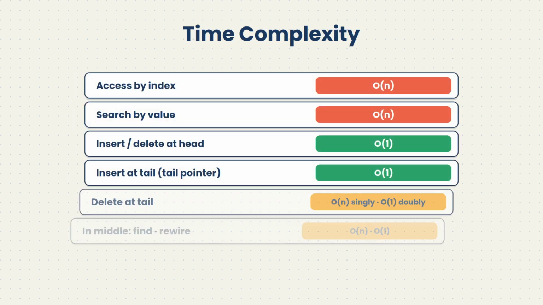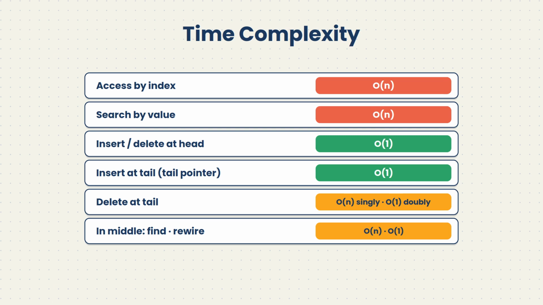Let us gather the costs. Reaching a position or searching for a value is O of n, because you must walk the chain. But inserting or removing at the head is O of 1. At the tail, it is O of 1 when you keep a tail pointer. And anywhere in the middle, the rewiring itself is O of 1 once you are there. The pattern is clear. Linked lists are slow to find things, but fast to change structure.